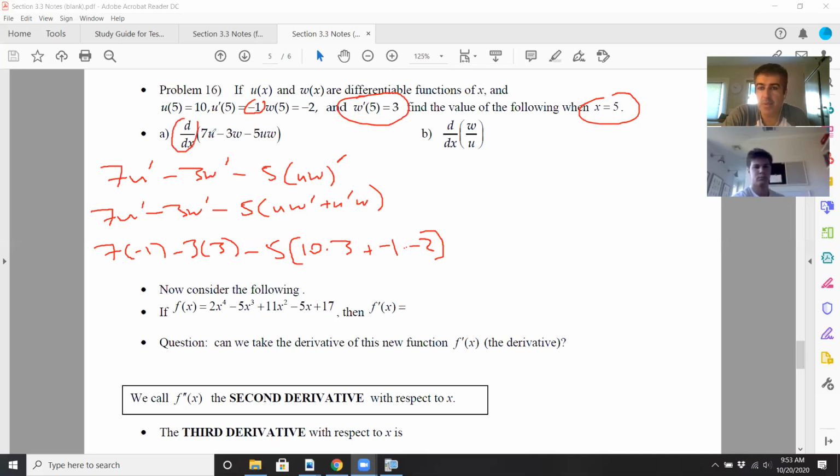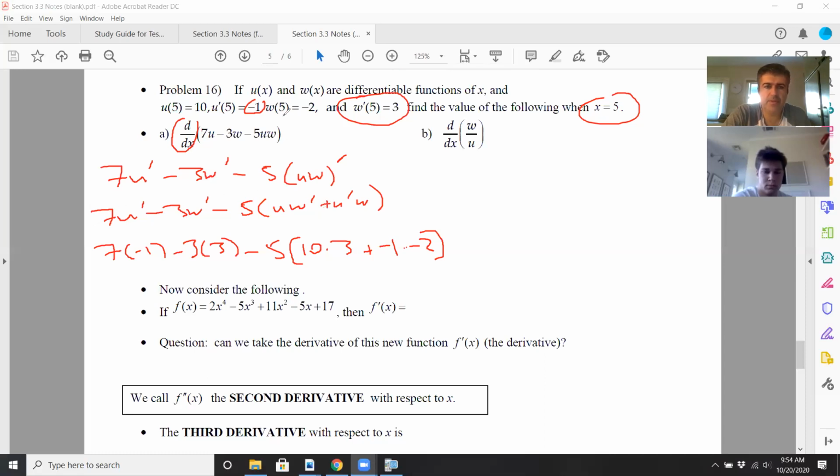And 7 is a constant being multiplied to u, so that's 7u prime. -3 is a constant being multiplied to w, -3w prime. And -5uw, remember, u and w are being multiplied, so we've got to use the product rule. So the derivative of uw is uw prime plus u prime w. Or you could say u prime w plus uw prime. I don't care what order you go in, because there's a plus in the middle. The quotient rule, you do have to follow the right order, because there's a minus in the middle for a quotient rule. And then you just plug in stuff you know.